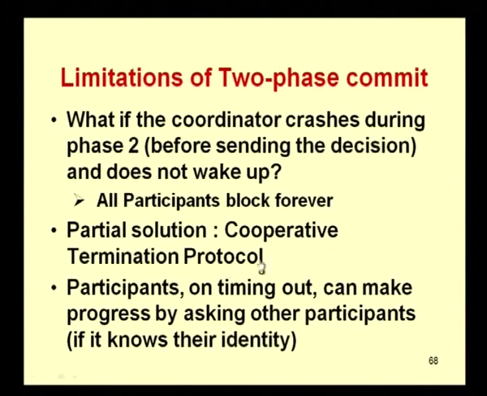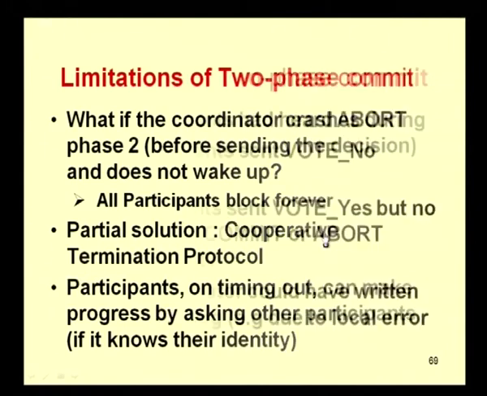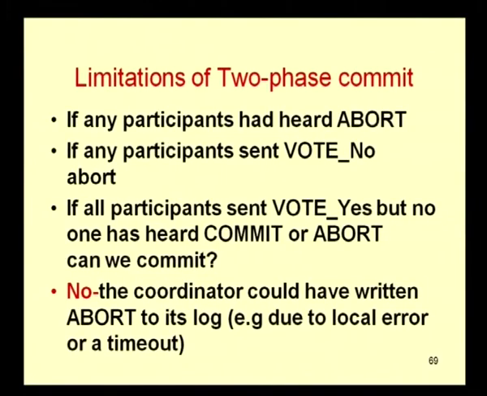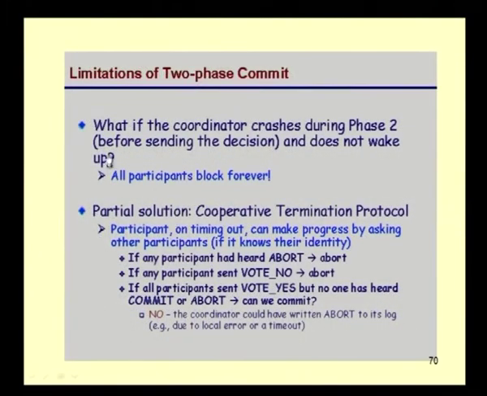So, you have a cooperative termination protocol, in which participants, on timing out, can make progress by asking other participants, if their identity is known. If any participant had heard abort, or if any participant sent vote no, then abort. If all participants heard vote yes, but one has heard commit or abort, can we commit? The coordinator should have written the abort to its log, otherwise you cannot do that. These are some of the limitations of the two-phase commit.